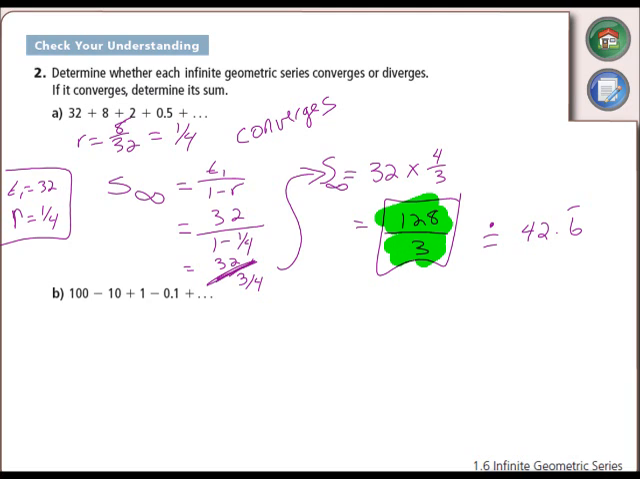All right, check out the next one. Is it convergent or divergent? Find your R value. So -10 over 100, and that gives us -1/10. So yep, that is convergent. So we're good to go on this one. Again, formula.